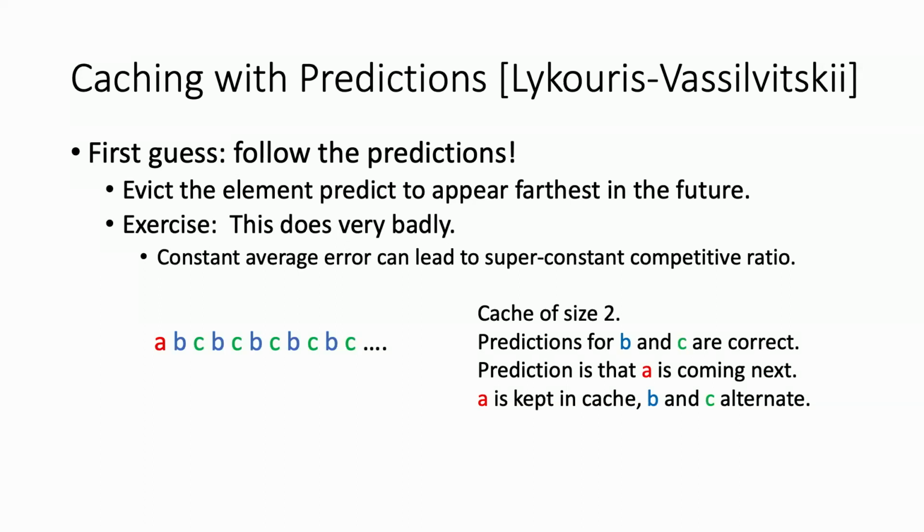So if you have some element A, and your element A is supposed to come right away, but it doesn't. And then you have B and C, which are two other elements, and the predictions you have for those are good. It's like, yep, that's coming next. Yes, that's coming next. Yes, that's coming next. But if you think you're supposed to hold on to A because you think A is coming, then A will be kept in the cache and B and C will just alternate. So you're always throwing out the next thing to come in because you're following your prediction a bit too closely.